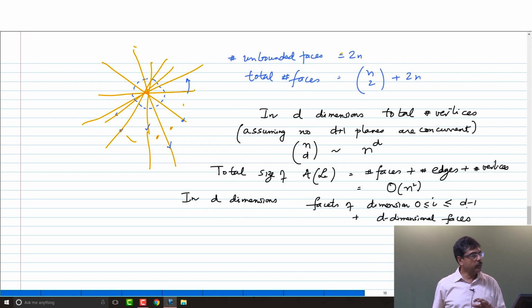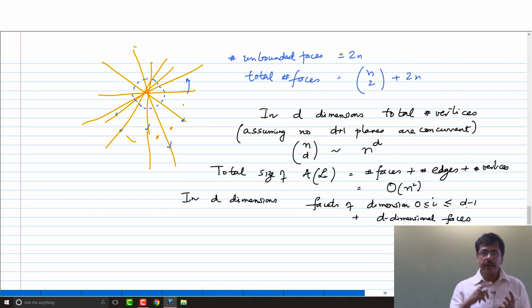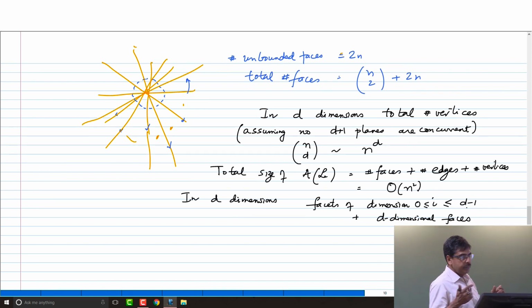Now to get a bound on the total size, I need to get a bound on every facet of dimension i. What is easily established is that the number of vertices, the zero dimensional facets, is n to the power d. But now I have to also work on the other kinds of facets, and that takes a while, so I'll skip this part here. It's actually not that hard, but on the other hand laborious, right?